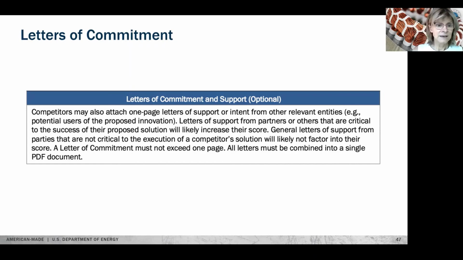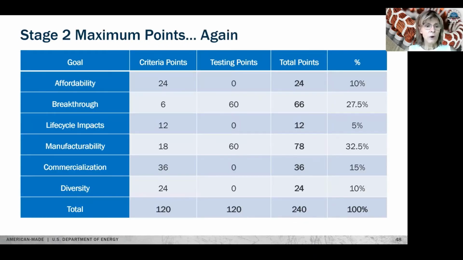Next slide. Okay. This slide on maximum points is so important. I'm repeating it again, except this time I'm emphasizing the total points for your submission. And now for some details on the testing part of your submission, we have Dr. Tran, over to you.